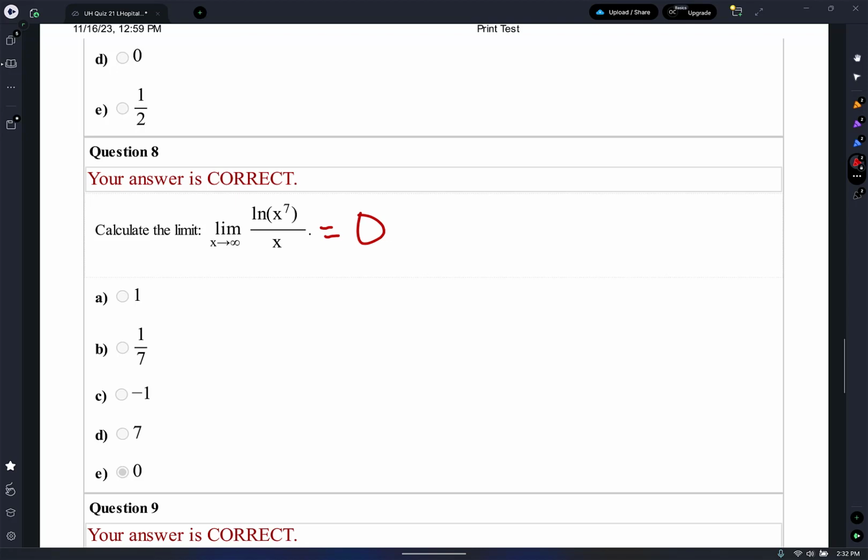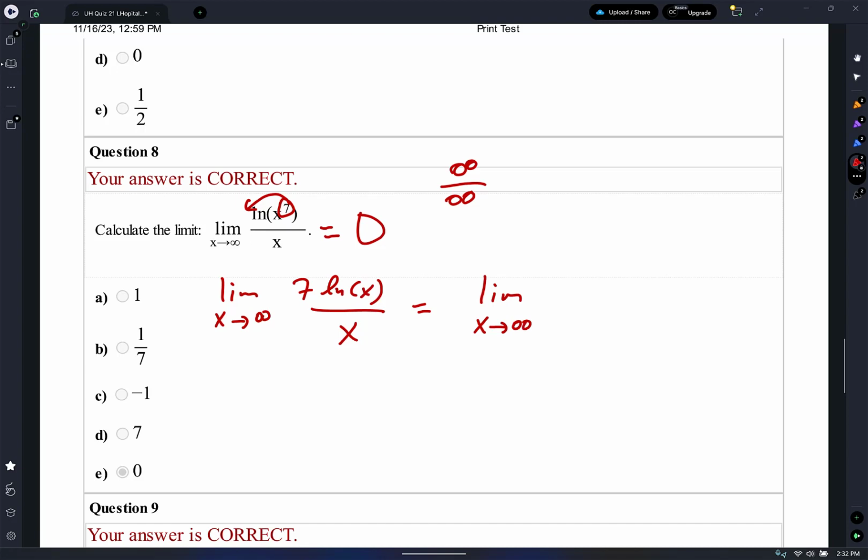Now, if they're forcing you to do it with L'Hopital's, here's how you would do it. You see that it's indeterminate form, infinity over infinity, and then you would say, okay, well, I don't like that 7. I'm going to bring it up. Limit as x approaches infinity of 7 ln of x over x. Infinity over infinity. So here we go. Limit as x approaches infinity, 7 times the derivative of ln x, which is 1 over x, over 1.